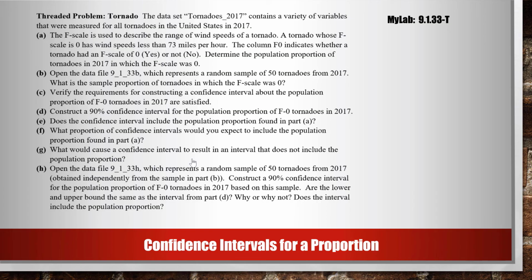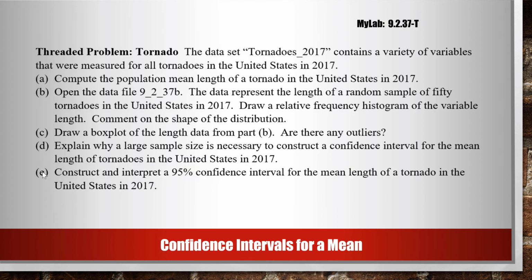Here's a problem that also has the student construct confidence intervals for a proportion. In one of the samples in part B, the interval includes the population proportion, while the data in part H is an interval that does not include the population proportion. Again, it allows the student to help understand the meaning of level of confidence. This is a similar problem based on a confidence interval for a mean.